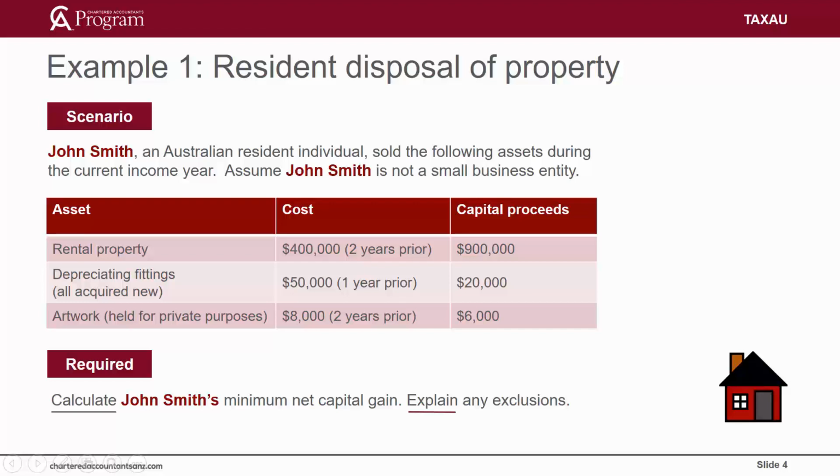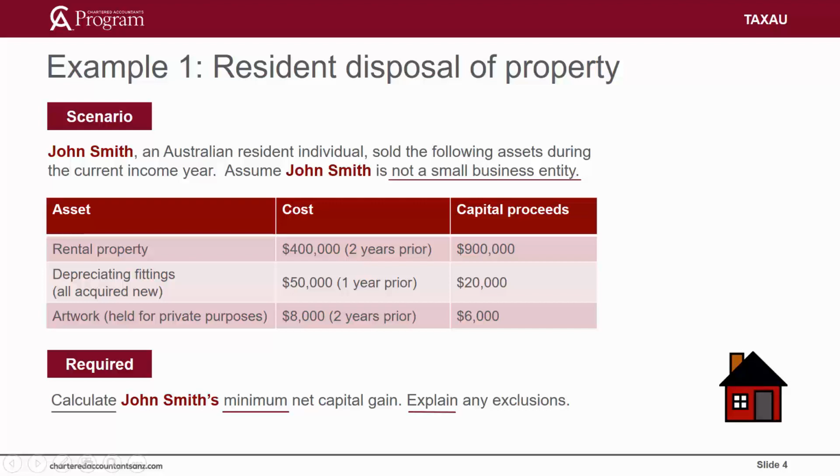Remember, calculate and explain are the same task words or verbs that were used to express what you need to do and to what depth. Calculate means you need to quantify your answer, and explain means you need to provide a reason for any exclusions from your calculation. It is also important to note the other specific requirements of this example. As John Smith is not a small business entity, you cannot apply the SBE concessions. However, you need to minimise John's net capital gain.